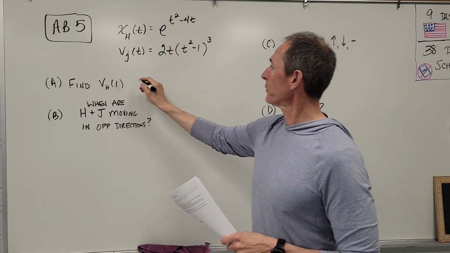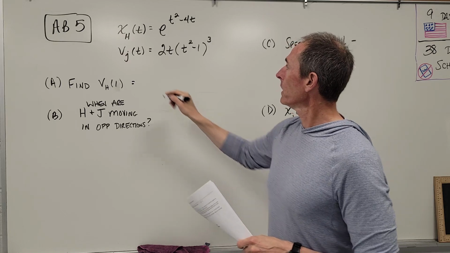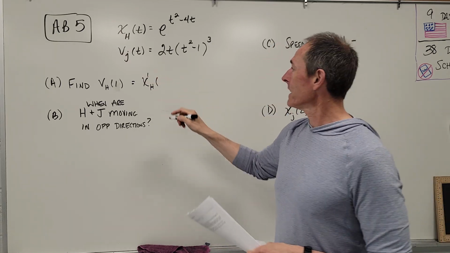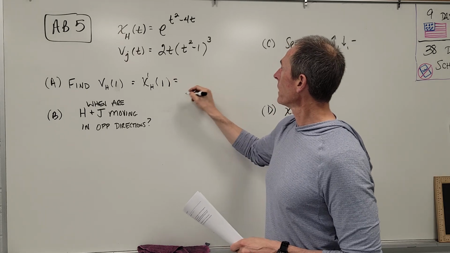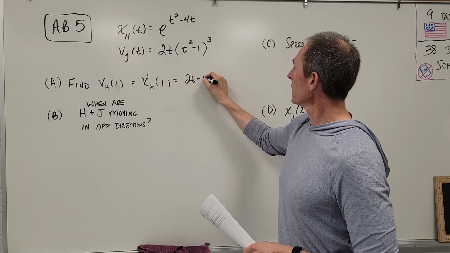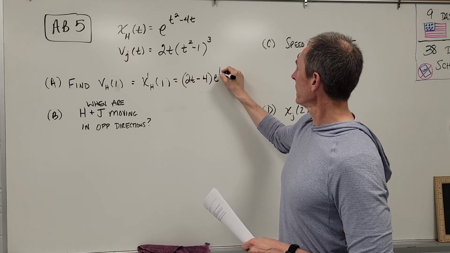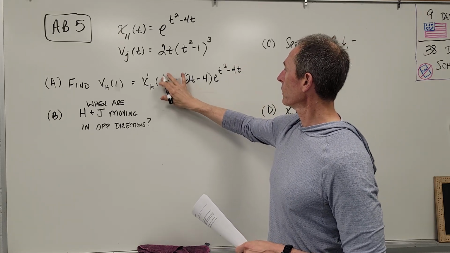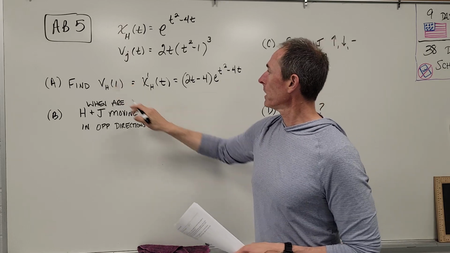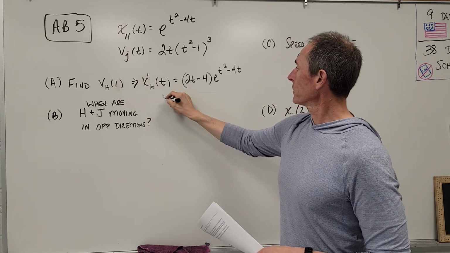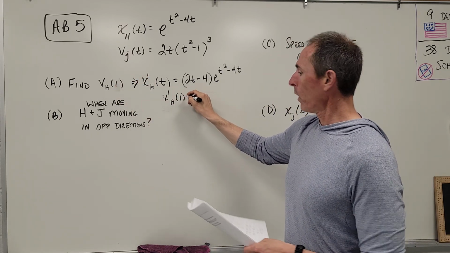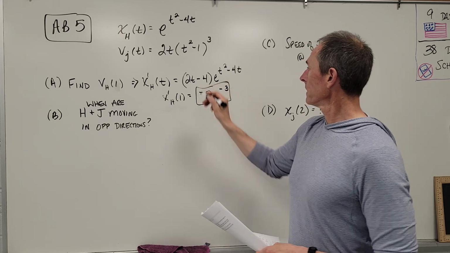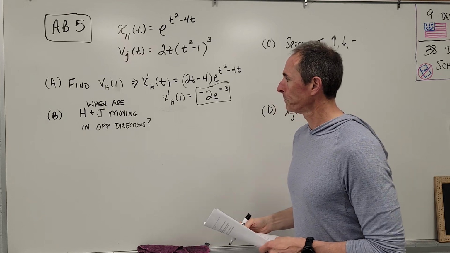Okay, so in other words, we have to derive this function, right? So we're really looking for this. They're asking specifically at t equals 1, right? So that would be 2t minus 4, a little chain rule here, e to the t squared minus 4t. Well, this is really x prime of t. Now let's evaluate that at 1, and we should wind up getting negative 2e to the negative 3. We could just leave it like that.